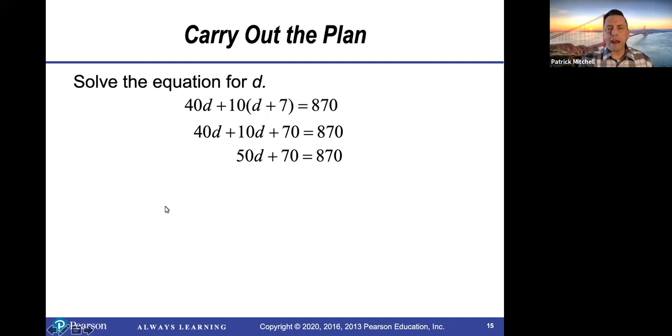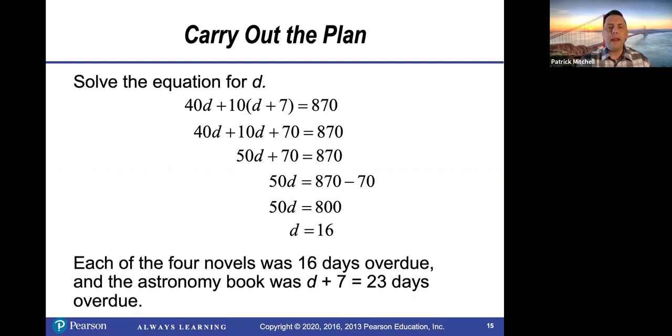And now we'll subtract 70 from both sides. That gives us 50D equals 800. And then we'll divide both sides by 50. That gives us D equals 16. Each of the 4 novels was 16 days overdue. And the astronomy book was D plus 7, which is 23 days overdue.